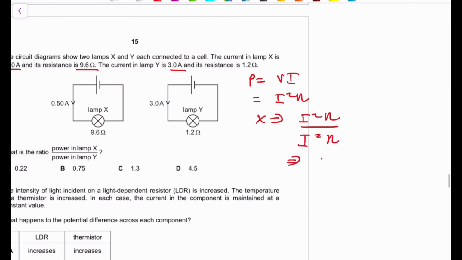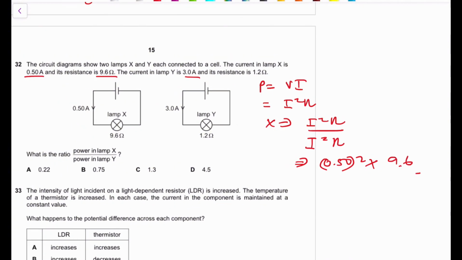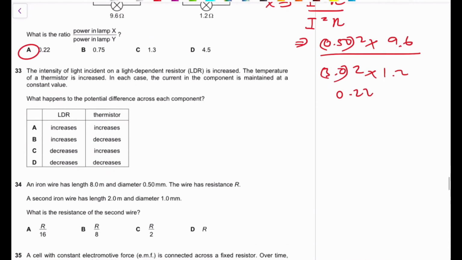So the current here is 0.50 squared multiplied by R, which is 9.6, divided by the current over there, which is 3.0 squared, multiplied by R, which is 1.2. And that's going to give me a ratio of approximately 0.22, which is equivalent to A. Very important. I'll move on to question 33.